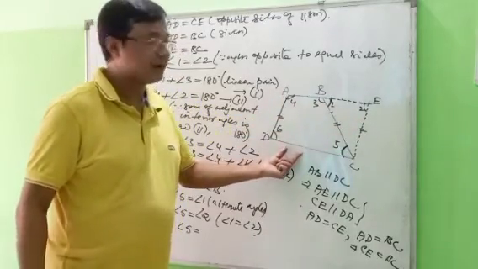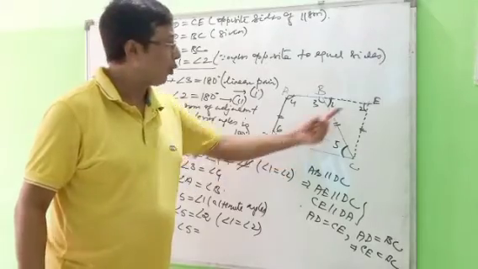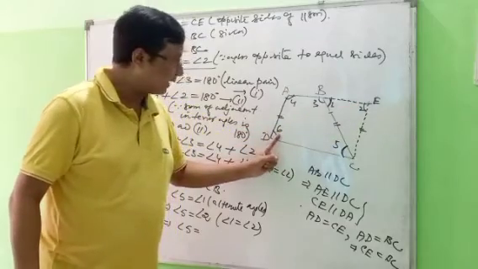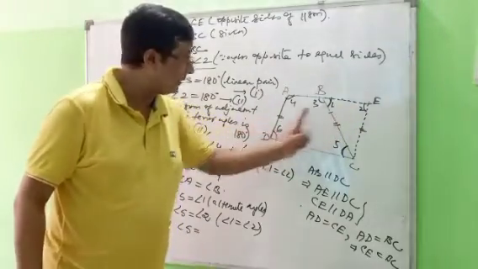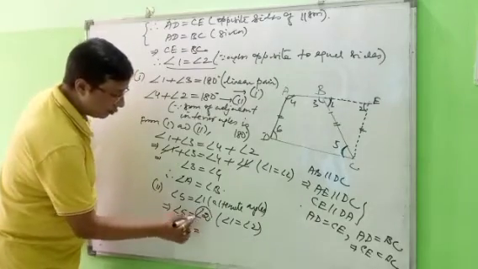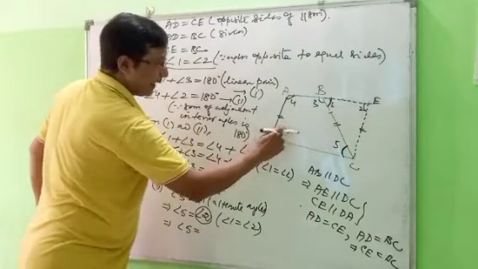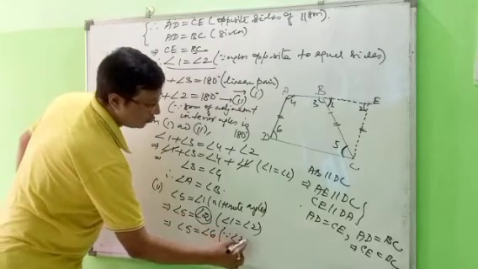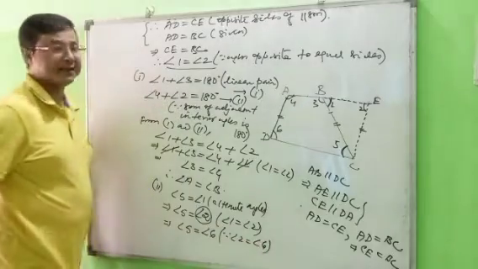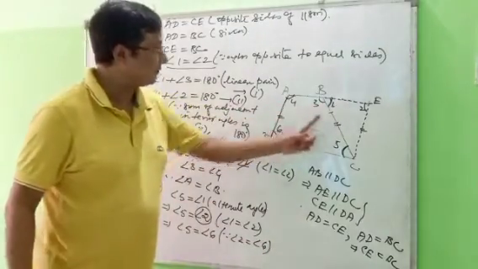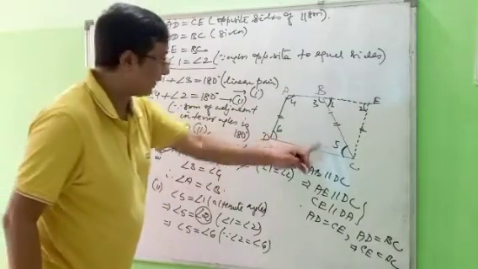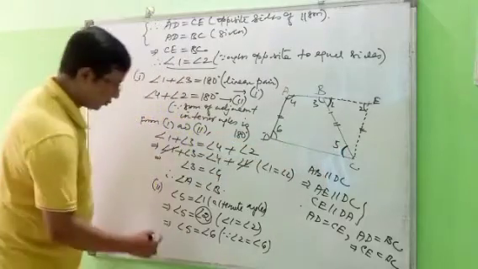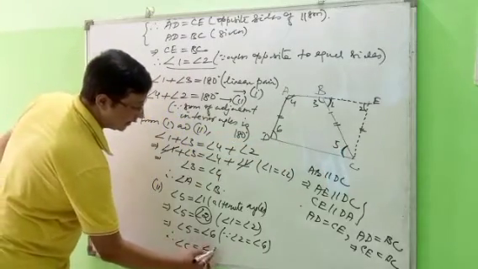Now since AECD is a parallelogram, in a parallelogram opposite angles are also equal. So here the opposite of angle 2 is angle 6. So these two angles also will be equal. In place of angle 2, you can take angle 6, since angle 2 is equal to angle 6, because in a parallelogram opposite angles are equal. So you got angle 5 is equal to angle 6. That means angle C is equal to angle D.